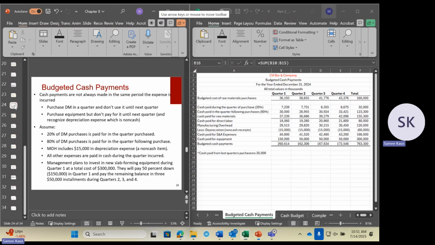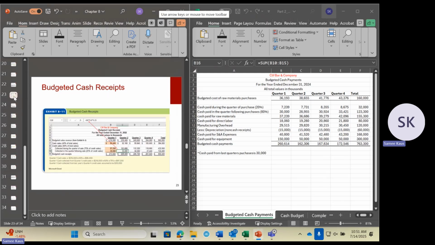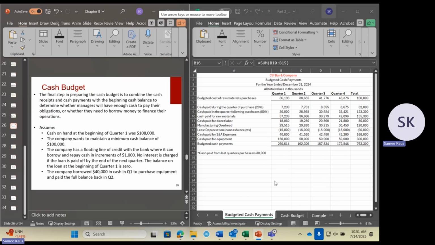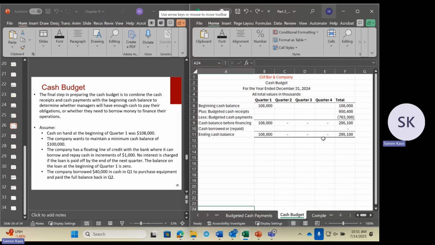Okay. So why we go through the process of doing my cash receipts and my cash disbursements is because, of course, and you can check this out here if you need to reference anything that we've done, we ultimately need to aggregate this into my cash budget. And my cash budget will then be aggregated into my pro forma balance sheet. So the final step in preparing the cash budget is to combine the cash receipts and the cash payments with the beginning cash to determine whether managers will have enough cash to pay their obligations or whether they need to borrow money to finance their operations.